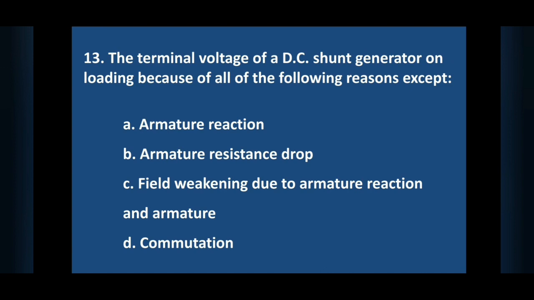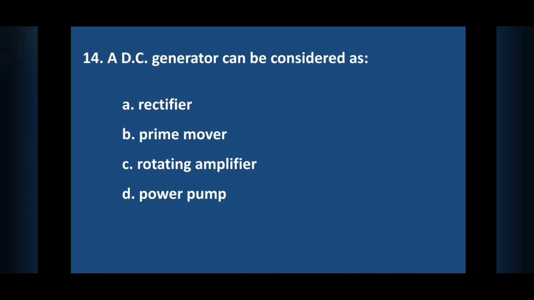Question number 13. The terminal voltage of a DC shunt generator drops on loading because of all of the following reasons except. Answer is option D. Question number 14. A DC generator can be considered as. Answer is option C. Rotating amplifier.